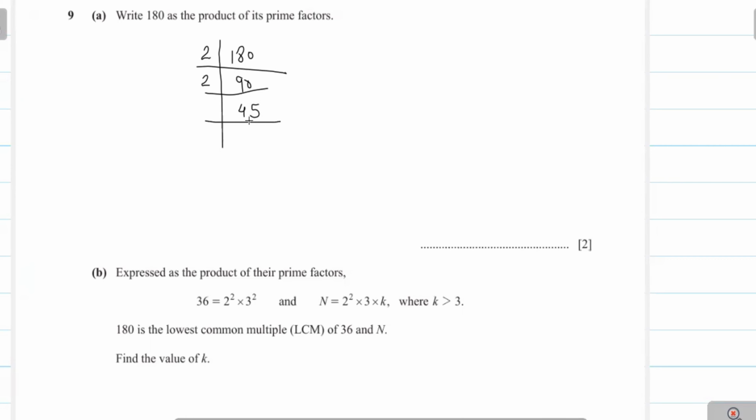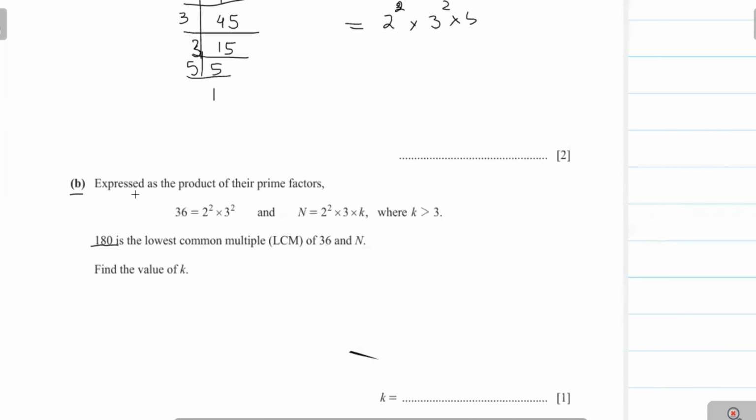You see here, 45 is not divisible by 2. We will take the second prime number, 3. 45 is divisible by 3. Therefore, 3 times 15 is 45. Next, 3 times 5 is 15. And last is 5 times 1 is 5. Therefore, we can write 2 power 3, 2 power 2 into 5, 3 power 2 into 5. And this is the product of prime factors of 180.